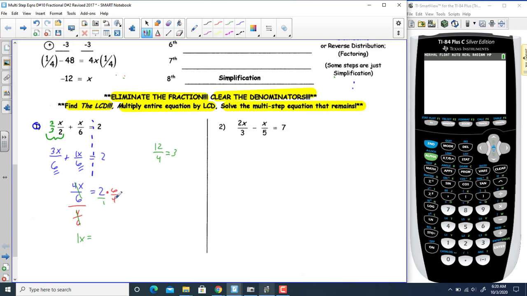Or you could simply simplify before you multiply. You could say that 2 divides into 4 two times in the denominator and once in the numerator, and you're left with 6 divided by 2, and 6 divided by 2 is simply 3. X should be equal to 3.